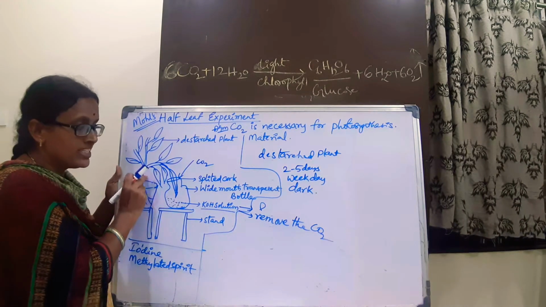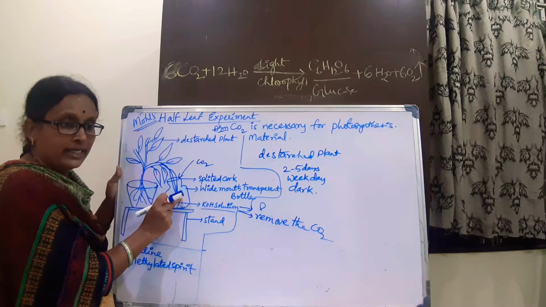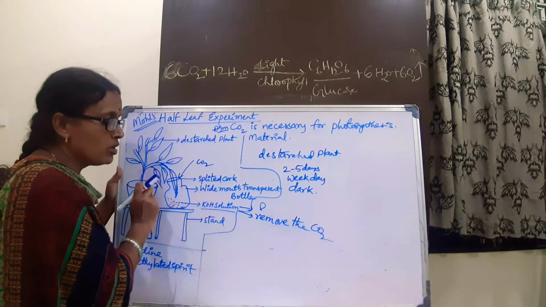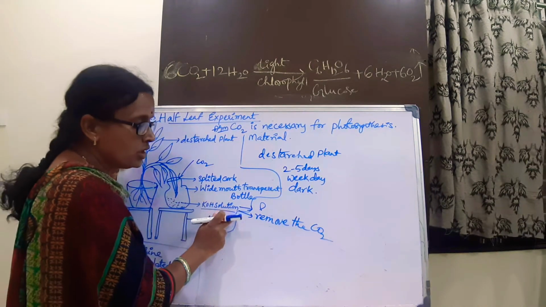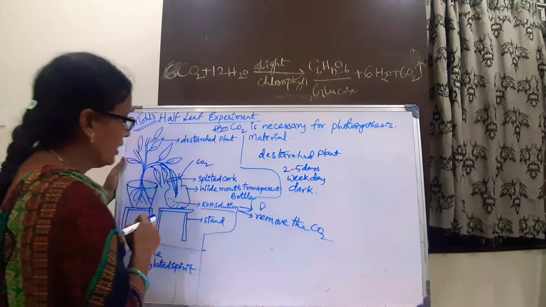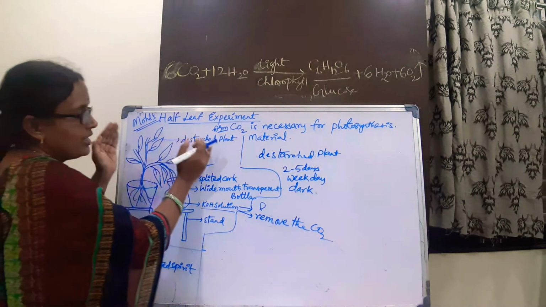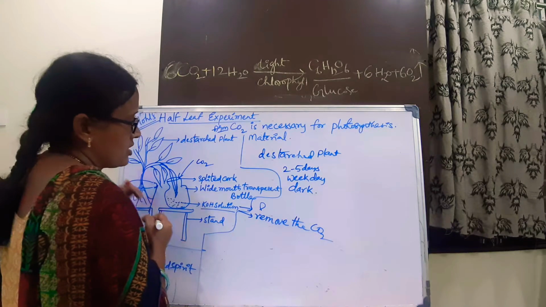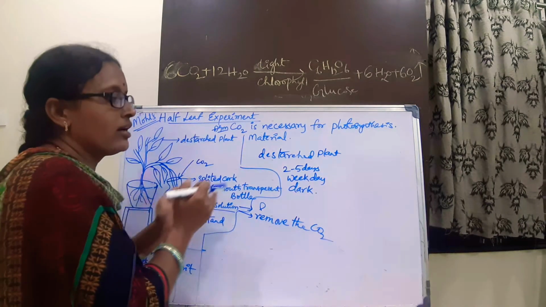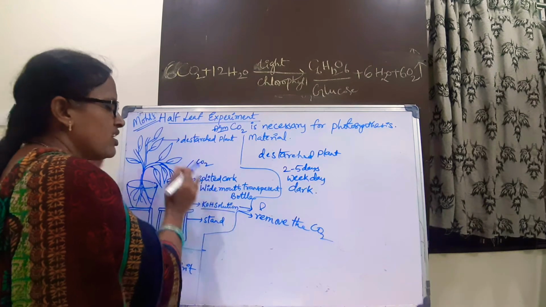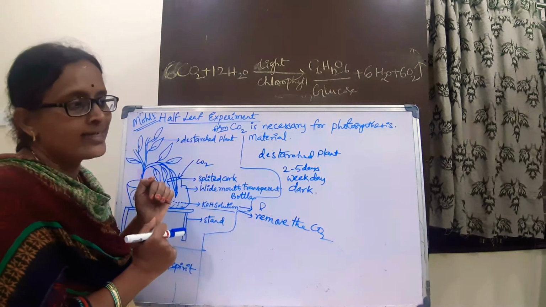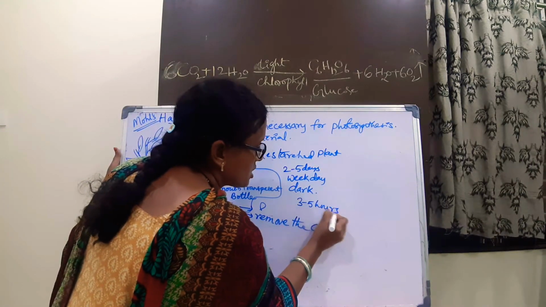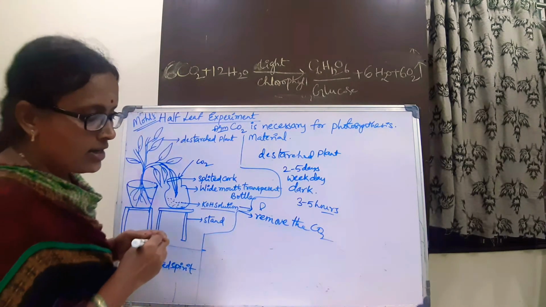Okay, we are taking the destarched plant first, and then we are taking the wide mouth transparent bottle. In that we are taking the KOH solution, potassium hydroxide solution. It is used to remove the carbon dioxide, and this whole apparatus is kept where? In the sunlight. We are doing all this arrangement outside in the sunlight. So keep it in the sunlight for nearly 3 to 5 hours. So when we keep it in the sunlight, what happens?